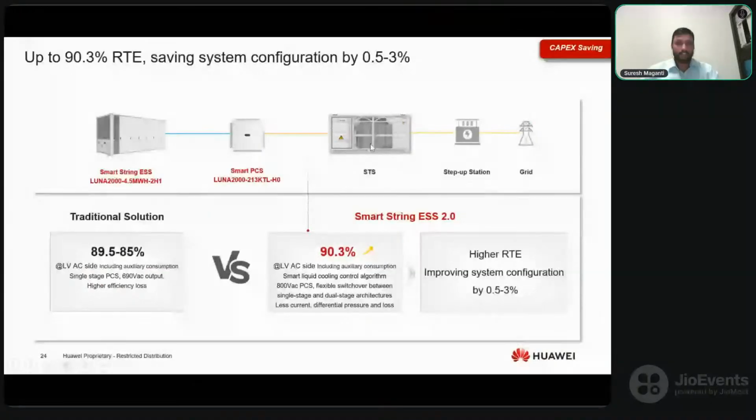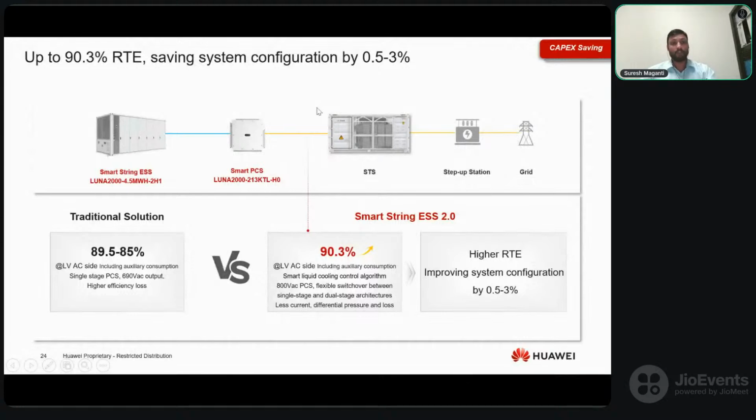So let's talk about the capex saving. This will improve the round-trip efficiency up to 90% because of its pack optimizers and everything. So it will further increase, and also the system configuration itself will save some of the capital expenditure, because the distance between the converter and the station transformer is short, so we'll save the cable length as well.